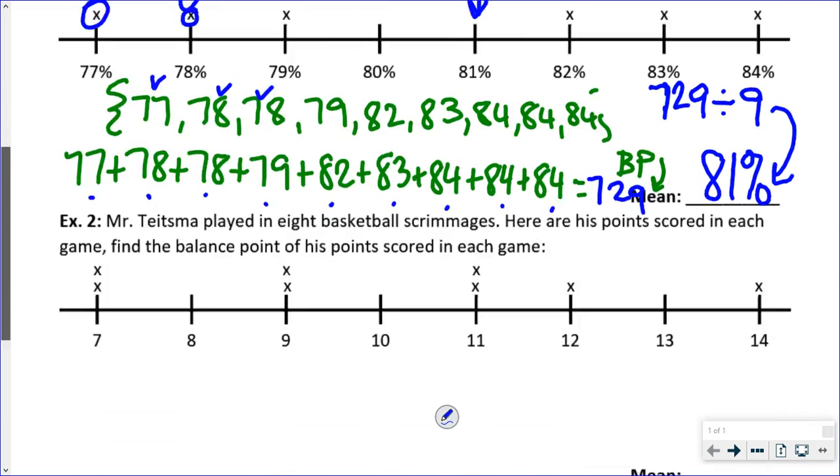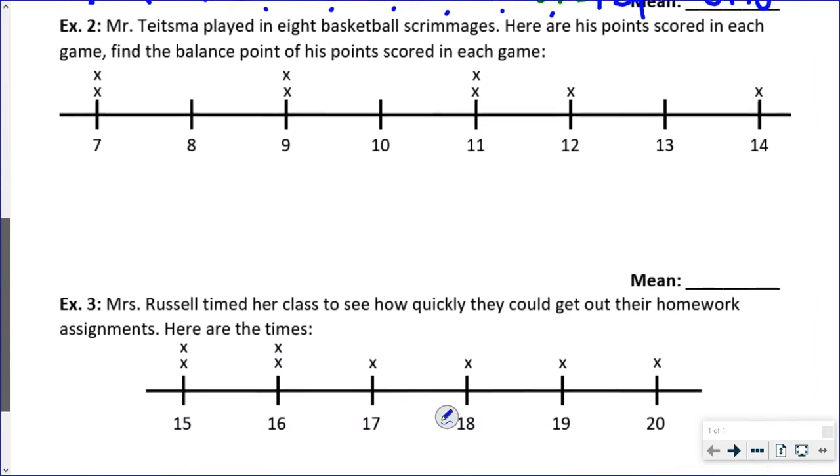All right, second example. Mr. Teitsma played in 8 basketball games, or 8 basketball scrimmages. Here are his points scored in each game. Find the balance point of his points scored in each game. This is the lovely thing about being able to create these lessons, I get to make myself out to be a better basketball player than I actually am. Okay, 14 points would be nice for me to score in a game. Probably wouldn't happen in real life, but I made the example, I get to do it.